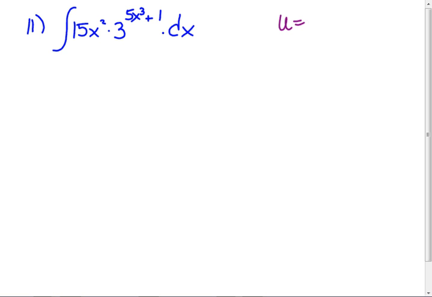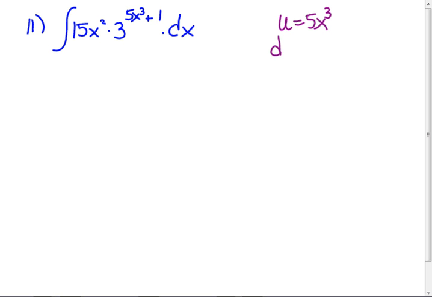Number 11 is a tough one. Now, they didn't give you the u substitution. Why is this one tough? Is that a 3 or a 1? It's a 1. In this case, it is going to matter. So what's u? There are 2 answers for this. 5x cubed. So if u equals 5x cubed, and the only way to know is to try it.